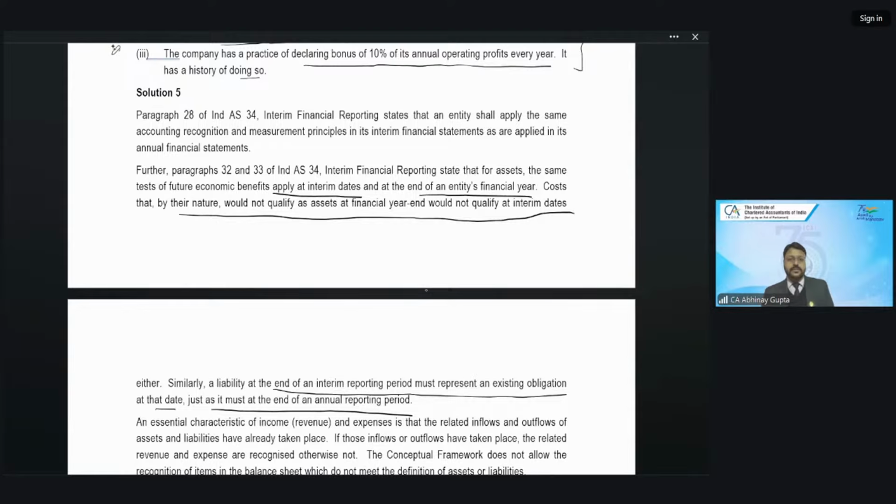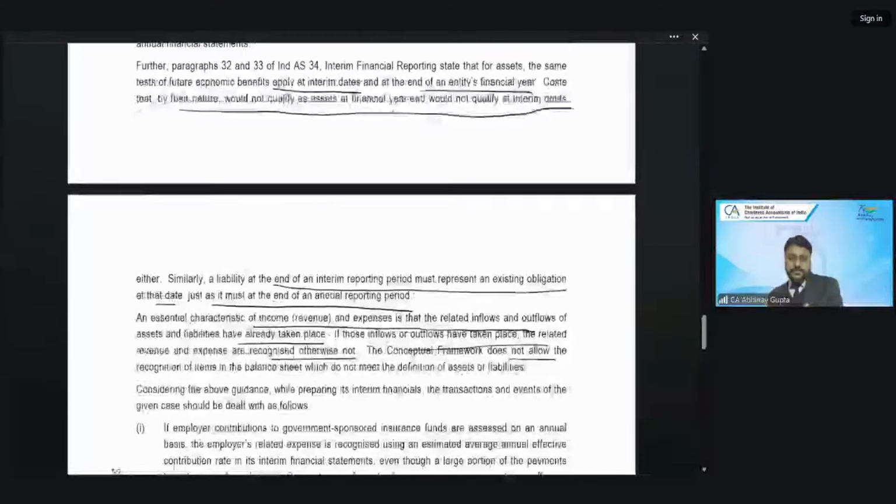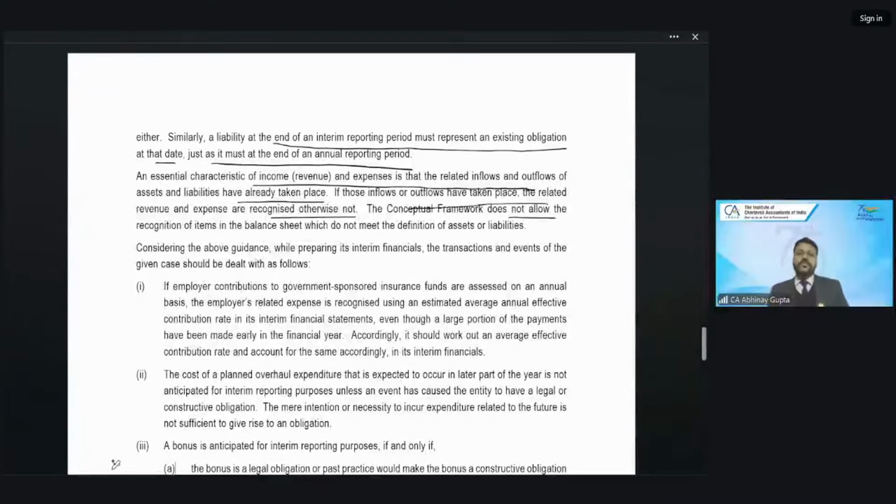Obligation should be present. Now, an essential characteristic of the income and revenue and the expense is that the related inflows and outflows of the assets and liabilities have already taken place. If those inflows or outflows have taken place, the related revenue or expense are recognized, otherwise not. The conceptual framework does not allow the recognition of items in the balance sheet which do not meet the definition of the asset and liabilities, right? So this is all the basic guidance which we all know, and we have been knowing this since ages.